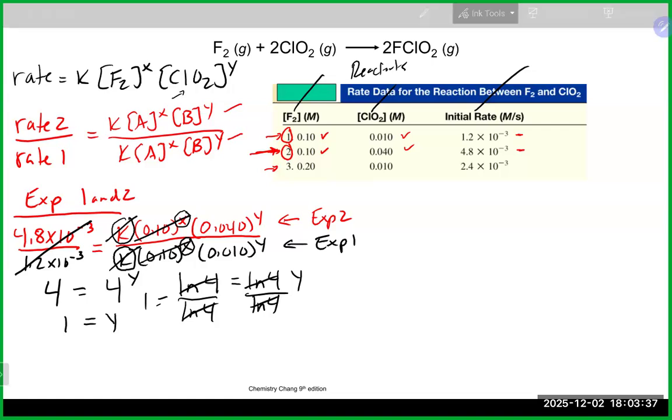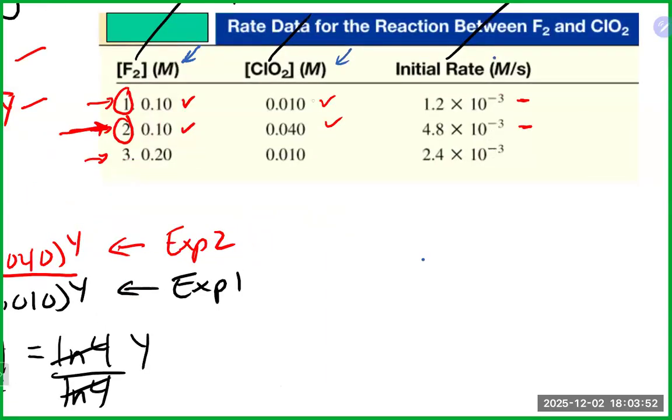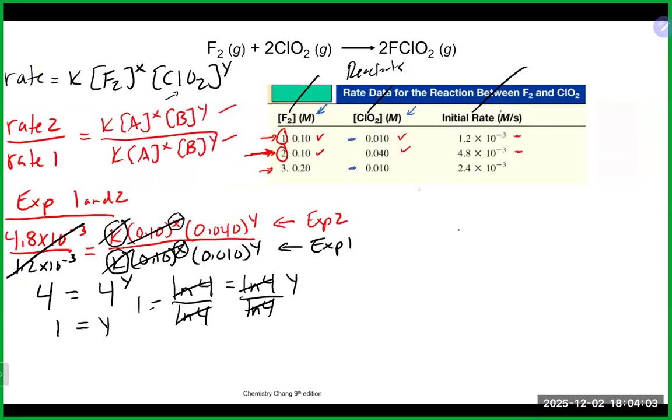Now that we did that one, what we're going to do is come back to our table. The first time around, we held the F2 constant with the same numbers. Now we're going to hold this one constant. When we look at this table, it looks like we only have one option here. That is experiment 1 and experiment 3. That is where that guy is held constant. So we're going to look at experiment 1 and 3 now to figure out our other order.